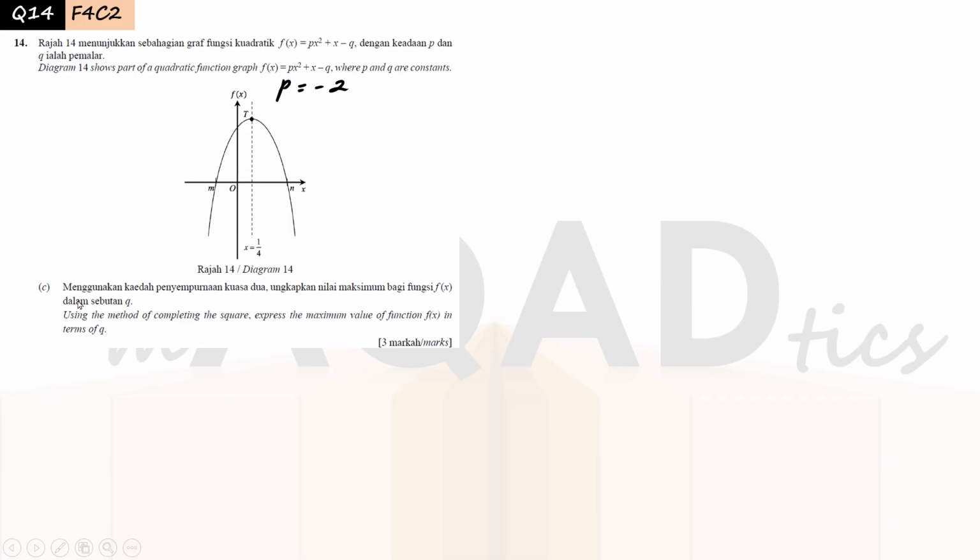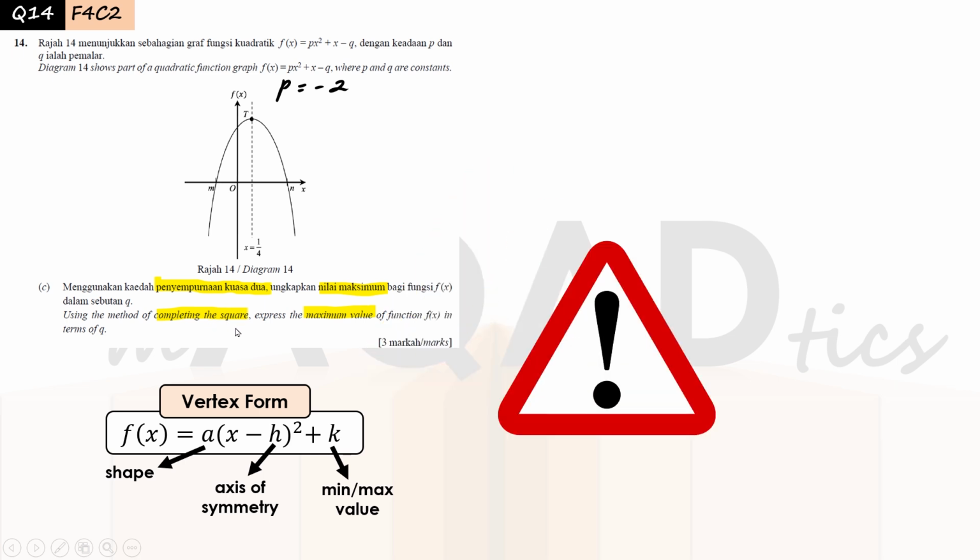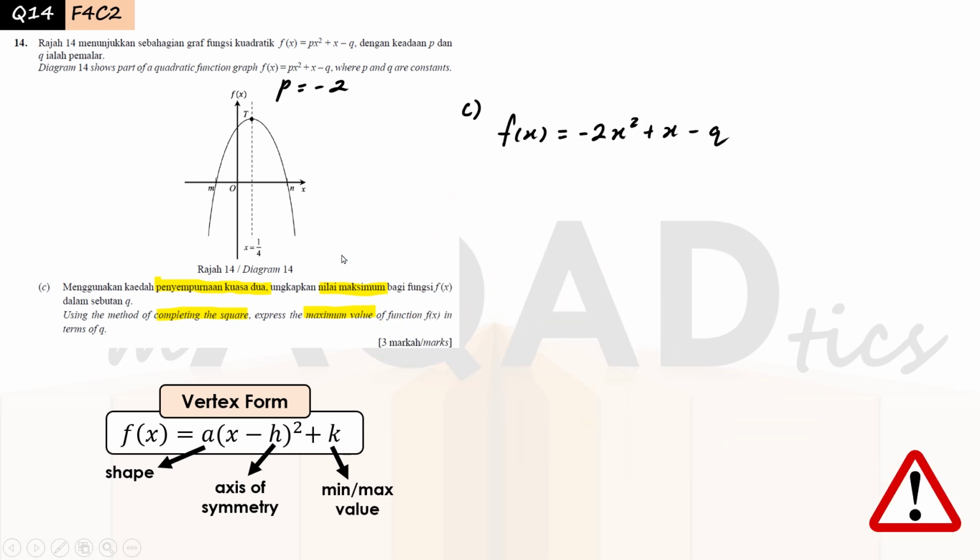And the last part, we need to use the completing the square method to find the maximum value of this f of x. Okay, so now recall the vertex form. The maximum value would be the value k, right? So we need to find out this value. Okay, so to use the completing the square method, we have three main steps.